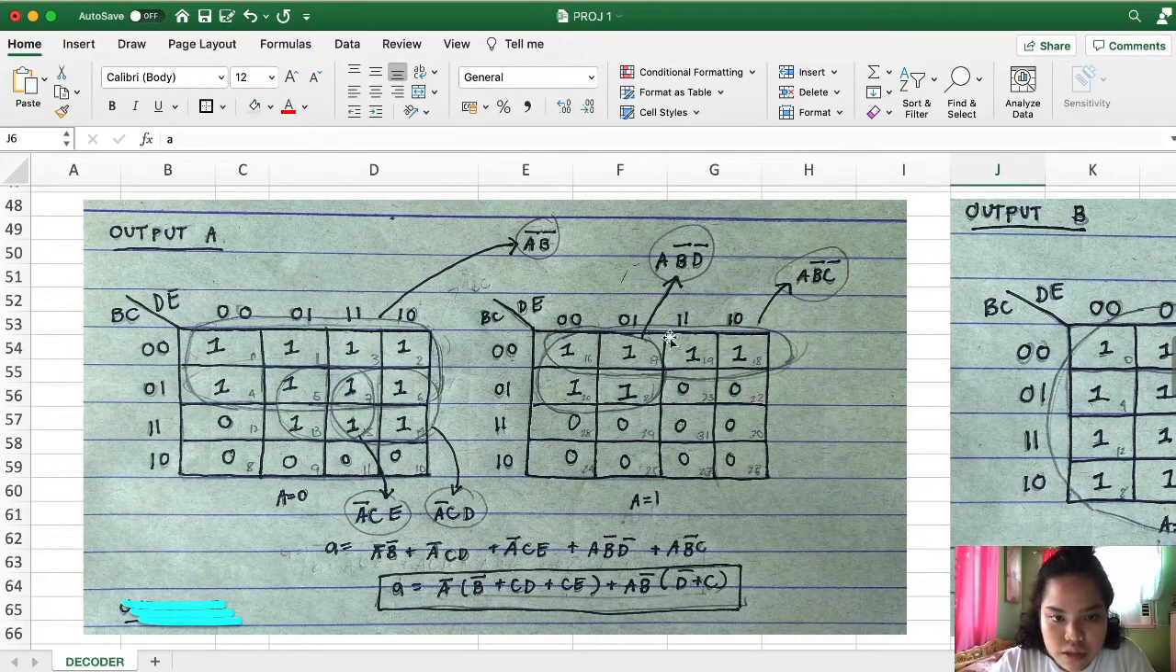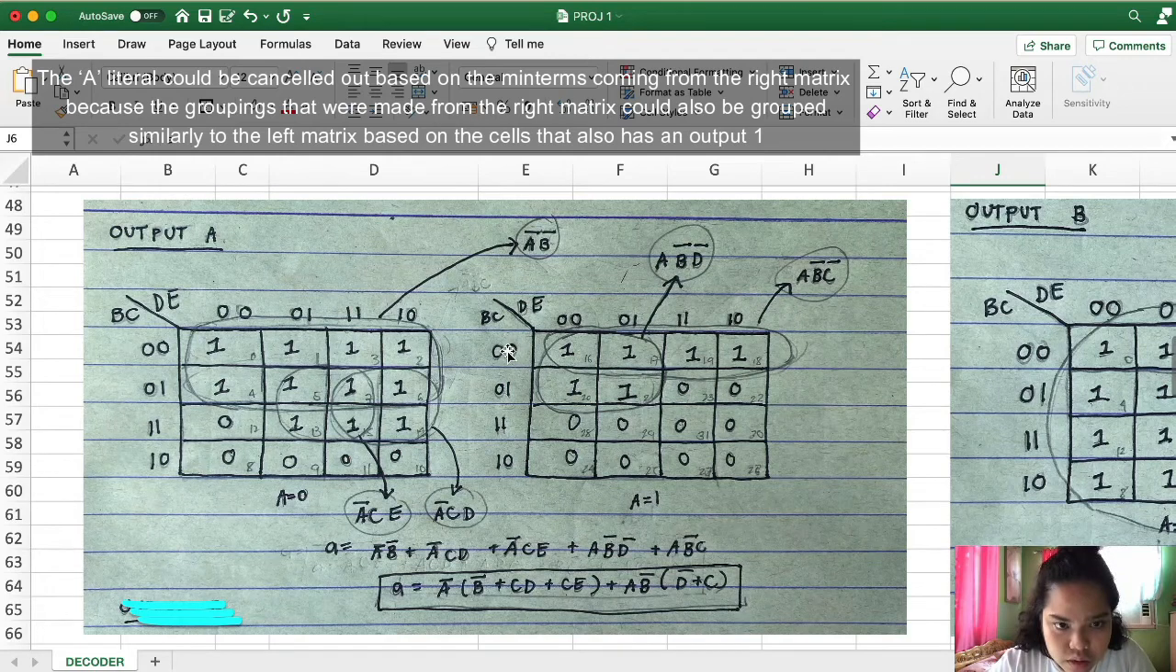Then for our last group over here, for its row, we still have A because it won't be cancelled out. And then for the row, we still have B because the unchanged literal is B and the unchanged bit is 0, so we would have to invert B. Then for its column, the unchanged literal is D and the unchanged bit is 0, so we invert D.